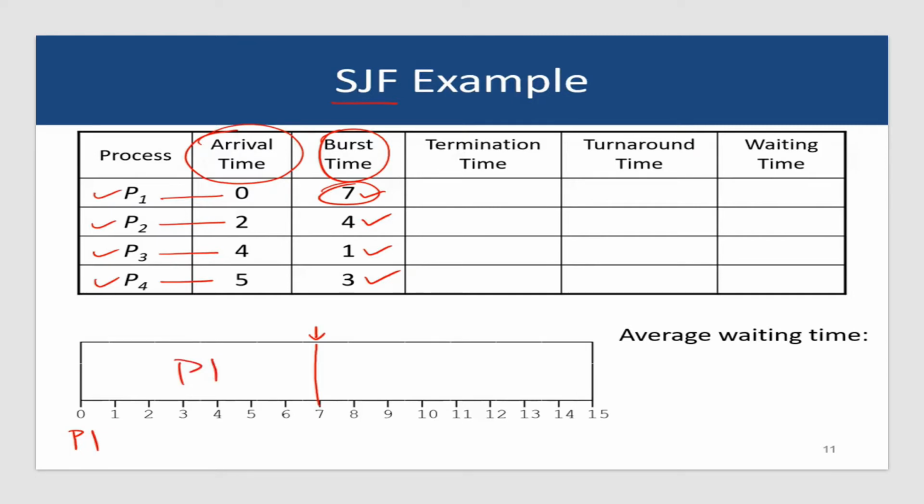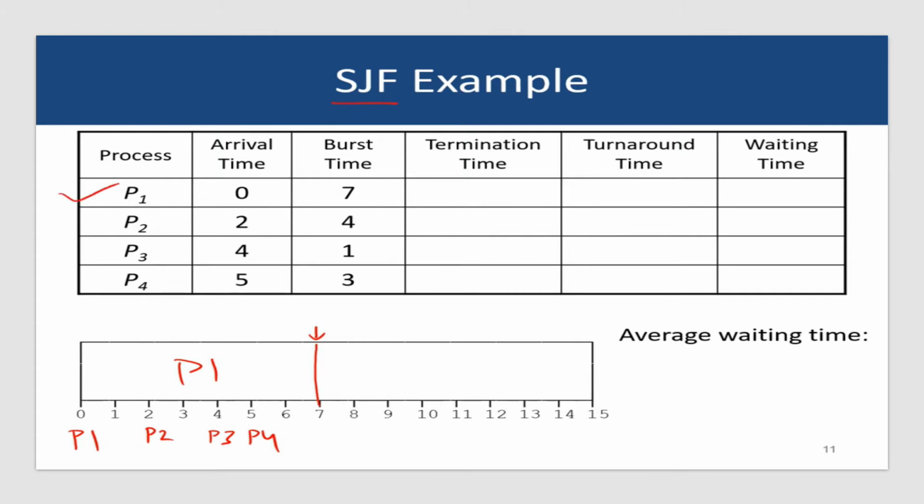In the meantime, note that P2 will arrive at time 2 milliseconds. So here at 2 milliseconds P2 arrives, and P3 will arrive at time 4 milliseconds. And I'm sorry, P3 arrives at time 4 and P4 arrives at time 5. So P4 arrives here. So at time 7, P1 has finished.